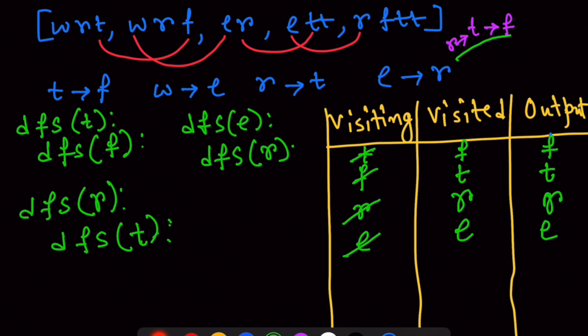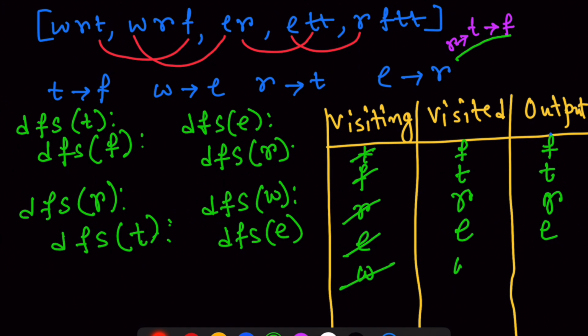Next, we are done. What is left? W. DFS of W: add it in the visiting set, then DFS of E. You see, E is in the visited set, then we are done with E. Then W is also done. We'll move it from visiting to visited and add it in the output. So we have created the result in reverse order. If you see the output, my actual output will be WERTF. That will be my output.